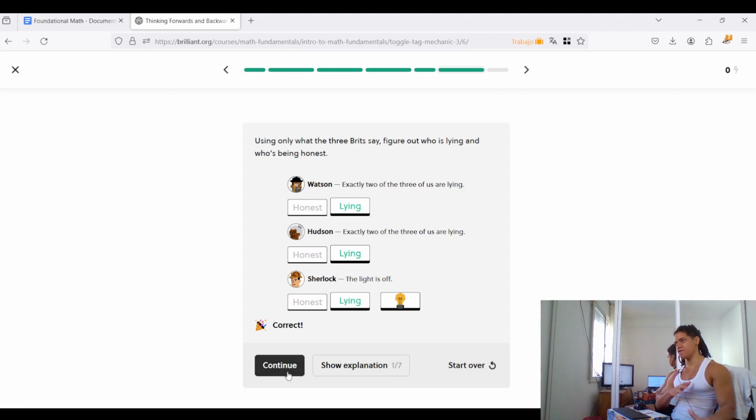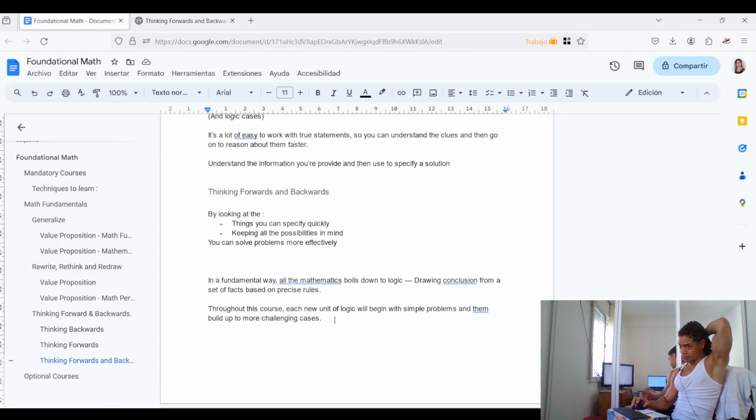Okay, thinking forward and backwards. Things that you can specify quickly and keep all the possibilities in mind can solve problems more effectively.